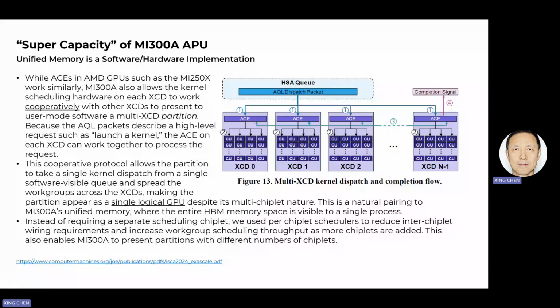Okay, we continue. We have done this comparison of the Grace Hopper and Grace Blackwell superchips and the MI250X GPU and the MI300A APU. Besides all these technical evolutions we have discussed about the MI300 APU, there is another feature of this MI300 APU we need to discuss.